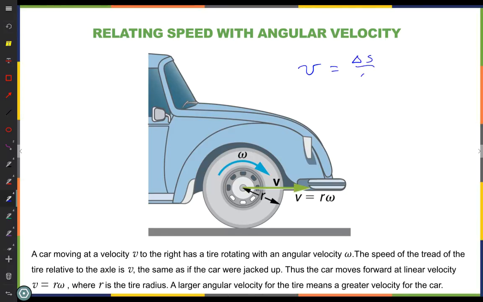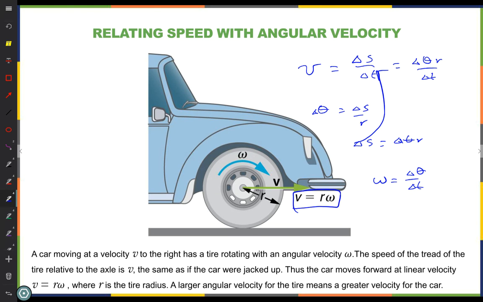the change in arc length over change in time. But since we had theta, delta theta was equal to delta S over R, then that means delta S is equal to delta theta R. Put that in here. And we define omega as the change in angle divided by the change in time. Omega is called the angular velocity if it's a vector, getting the direction from the right-hand rule, angular speed if it's a scalar. And so the relationship between speed and angular velocity is v equals omega r.